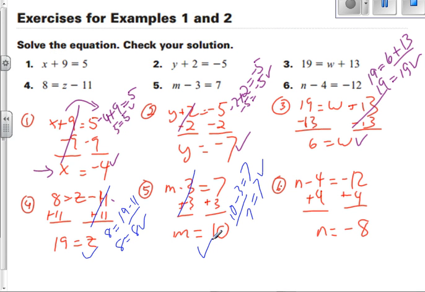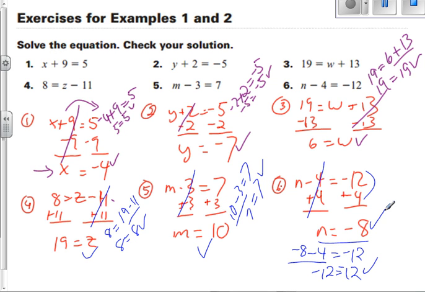Let's look at number 6. You have n minus 4 is equal to negative 12. You're going to add a positive 4 to both sides. They cancel on the left. A negative 12 plus a positive 4 gives me negative 8. Let's do our check. We have a negative 8 minus a 4 is equal to negative 12. Negative 8 minus a 4 gives me negative 12. Negative 12 is equal to negative 12. My check works, therefore I know that my n is correct.